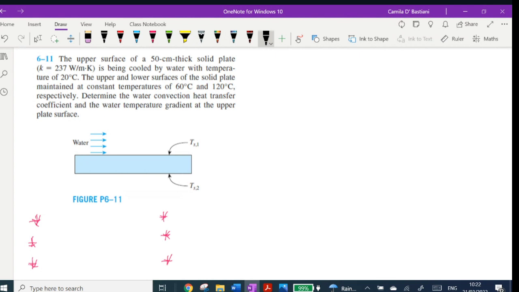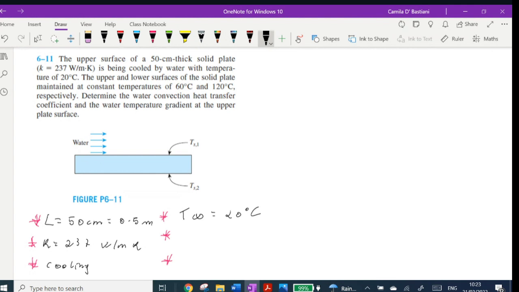The upper surface of a 50 centimeters thick, thickness 50 centimeters, so 0.5 meters, solid plate with a K of 237 watts per meter Kelvin. It's being cooled by water, so this is a cooling process, with a temperature of the fluid of 20 degrees Celsius.